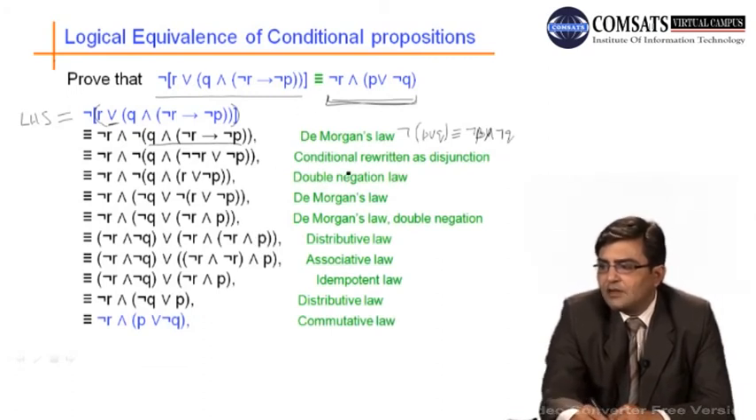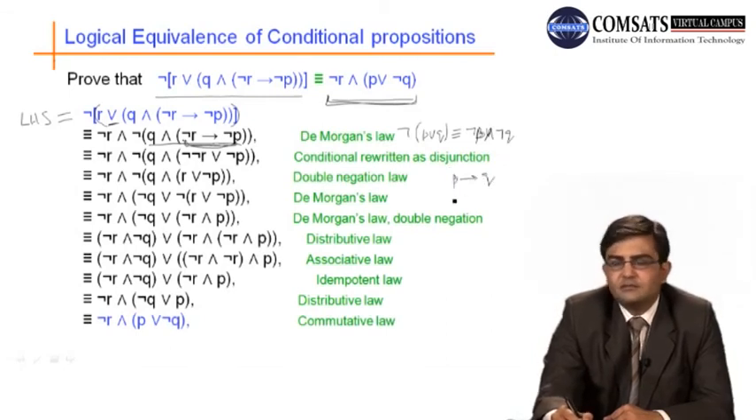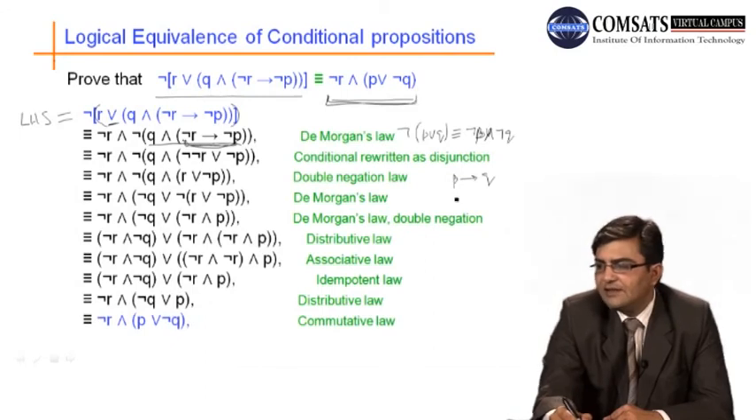The next, we have applied here the negation. The negation of Q and not R implies not P. So now we have simplified this conditional statement. P implies Q can be written how? We have seen in the previous slides that this is logically equivalent to not P or Q.